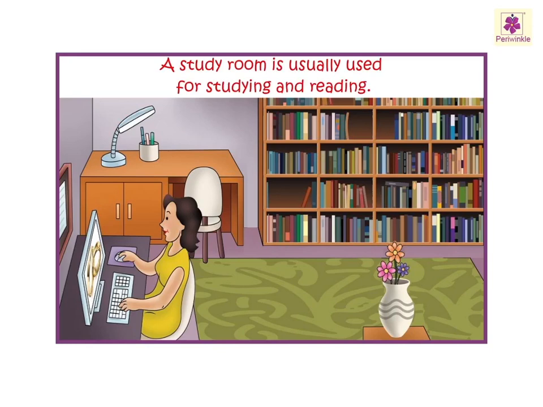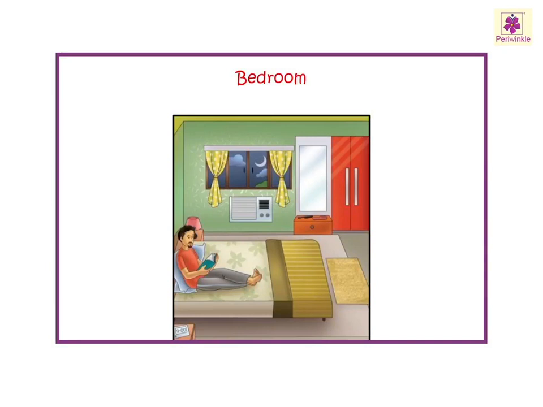Rohan's father is in the bedroom. The things in a bedroom are bed, mat, curtain, air conditioner, pillow, cupboard, table lamp.